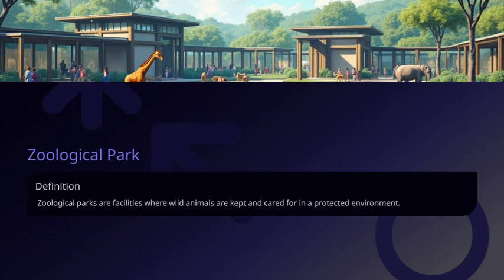Zoological parks are fascinating places where wild animals are kept and cared for in environments that aim to protect and simulate their natural habitats. These facilities serve not only as homes for animals, but also as centers for education, research, and conservation efforts. When we talk about a zoological park, we're referring to a dedicated space that provides a safe and nurturing environment for a diverse range of species.